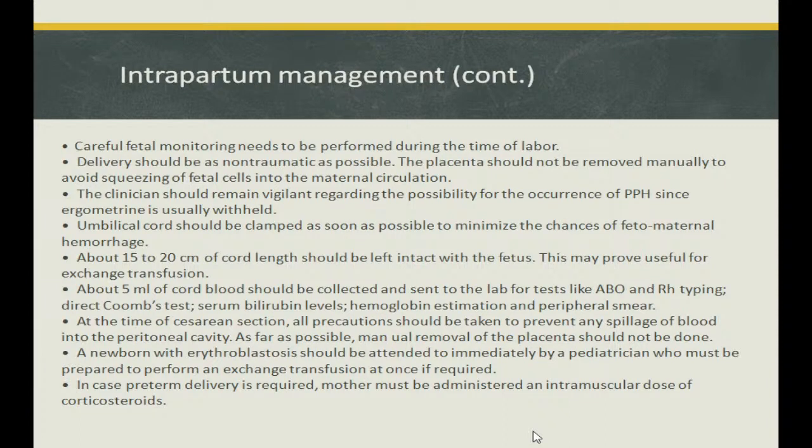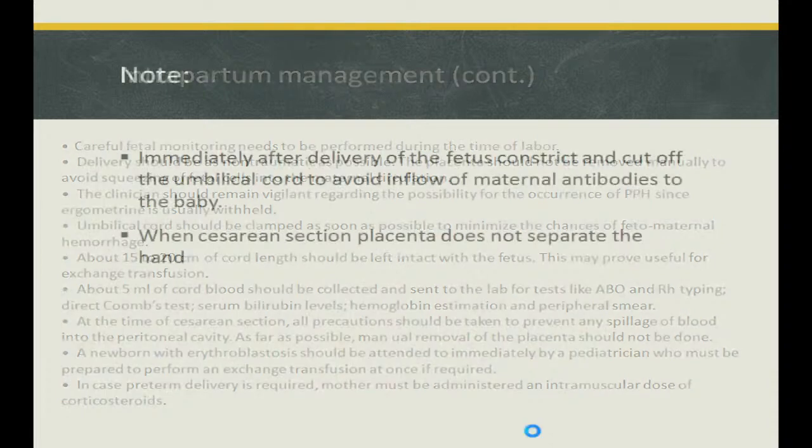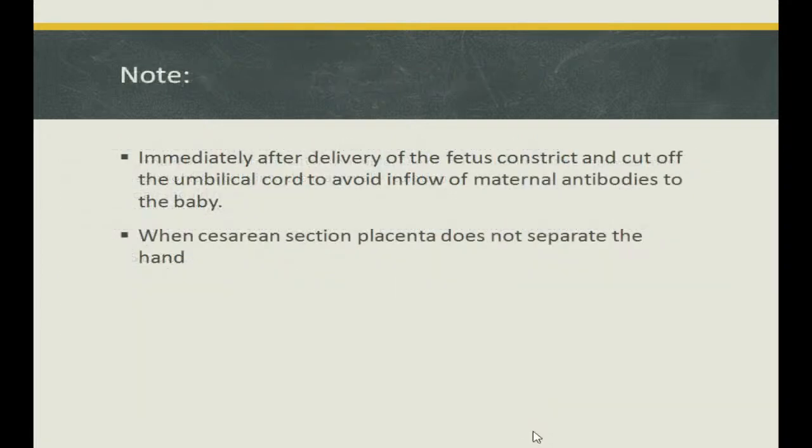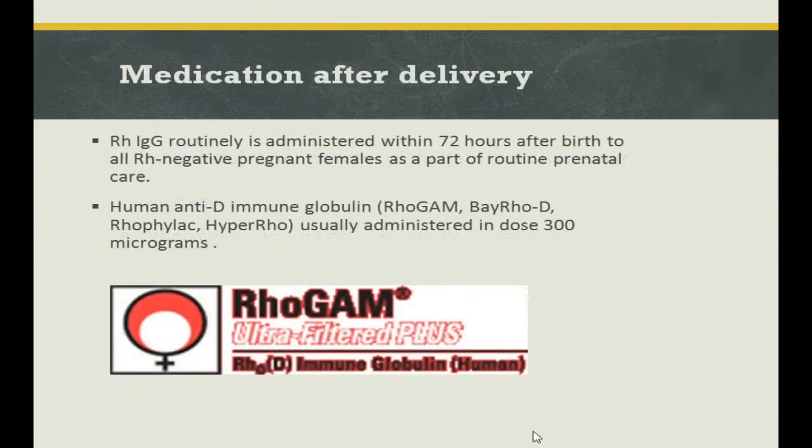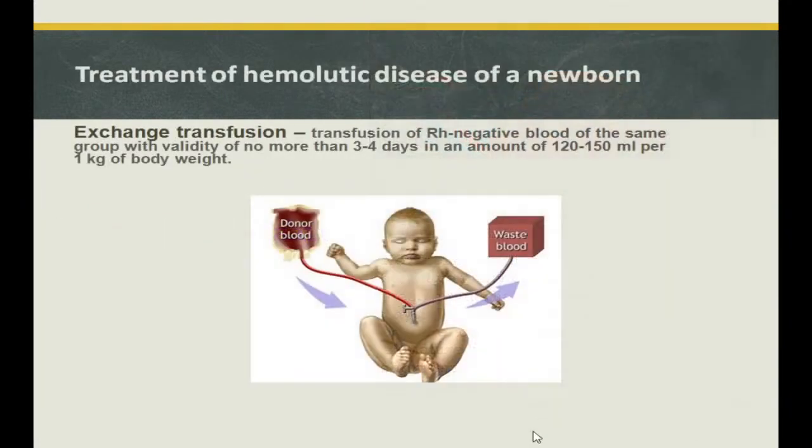The umbilical cord should be clamped as soon as possible to minimize the chances of fetal maternal hemorrhage, and about 5 centimeters of stump had to remain because we will need intra-umbilical transfusion in later management and replacement blood transfusion. And immediately after delivery of the fetus, constrict and cut the umbilical cord to avoid inflow. With cesarean section, the placenta doesn't separate by hand. After delivery, Rogam had to be administered, as already told.